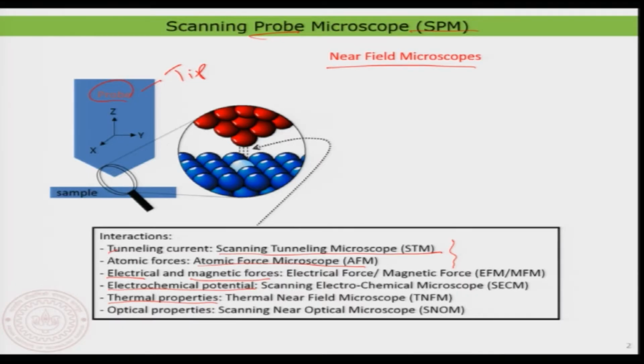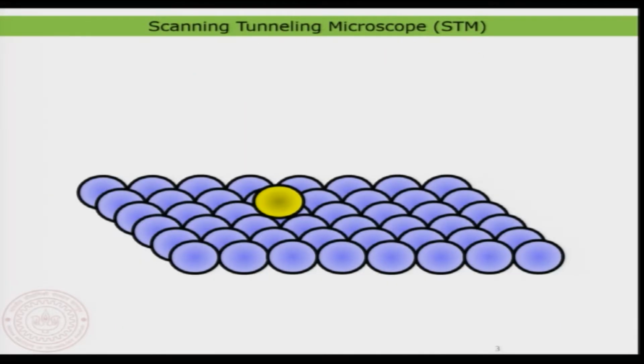So, let me then start with the tunneling microscope first, and then after we have a look at several examples and the use of scanning tunneling microscopy, then we will look at the atomic force microscope in greater detail. Good. So, what do we have in scanning tunneling microscope?